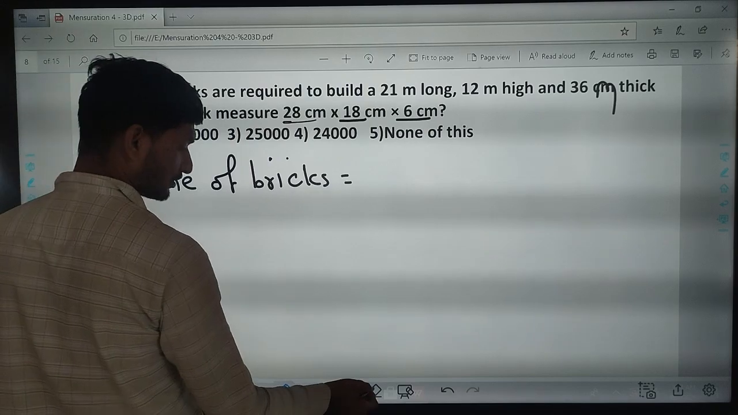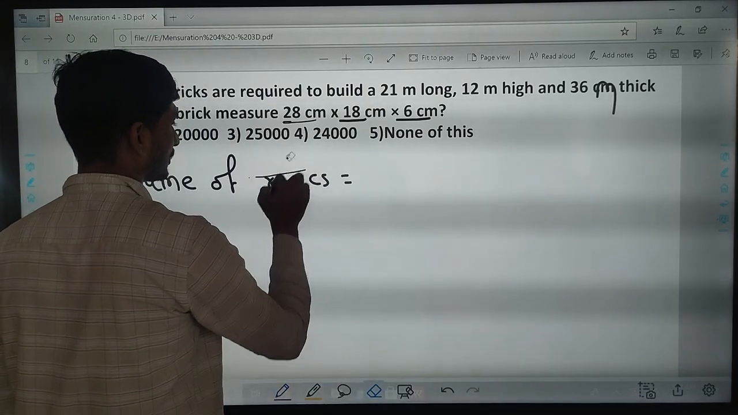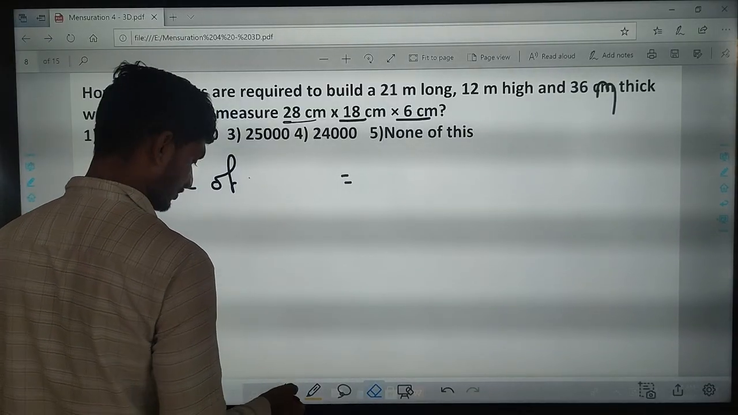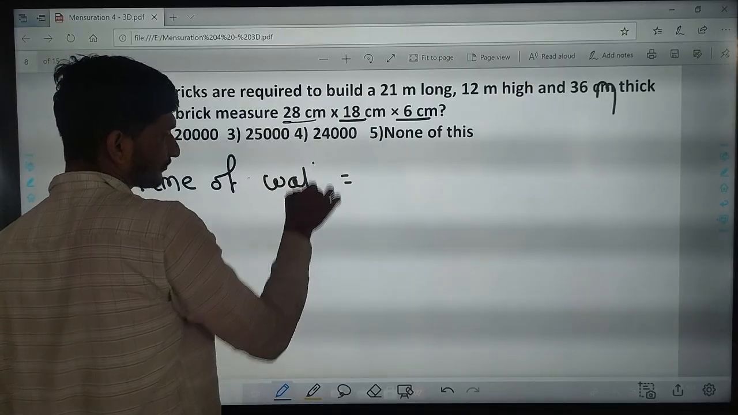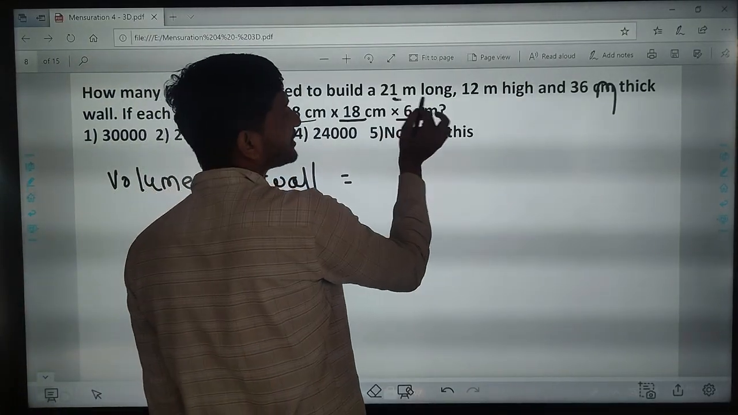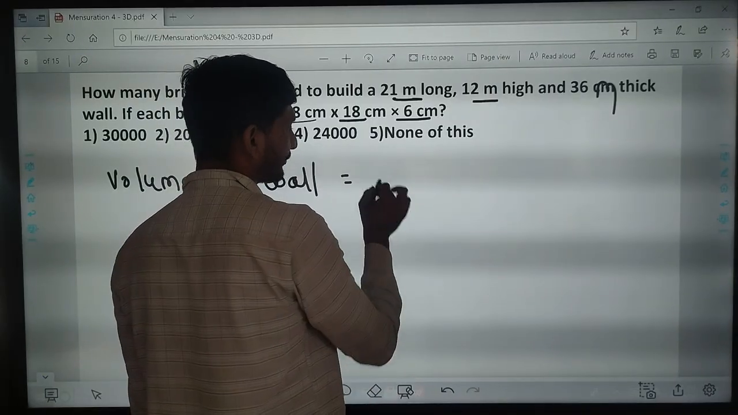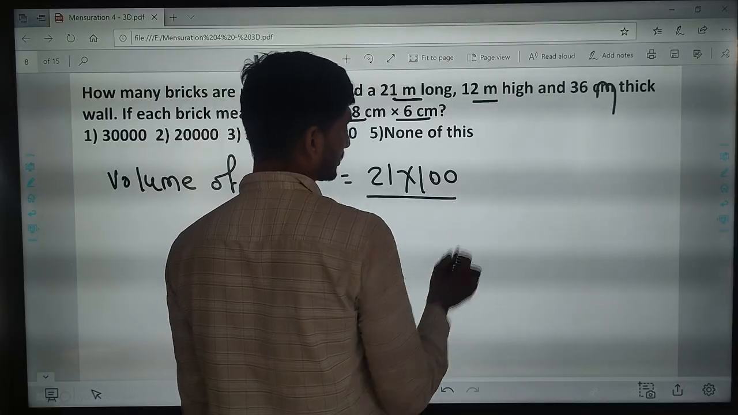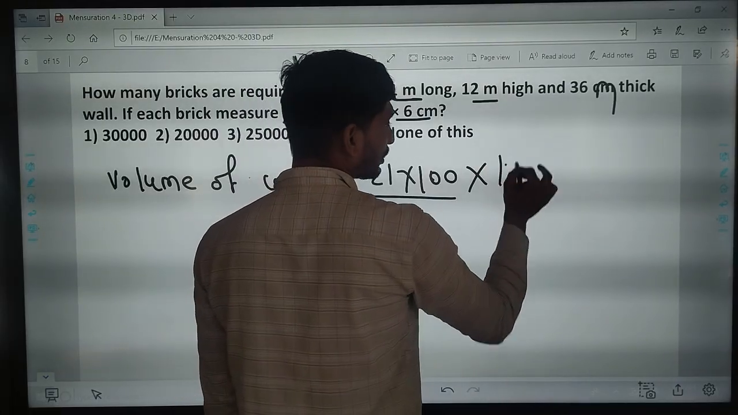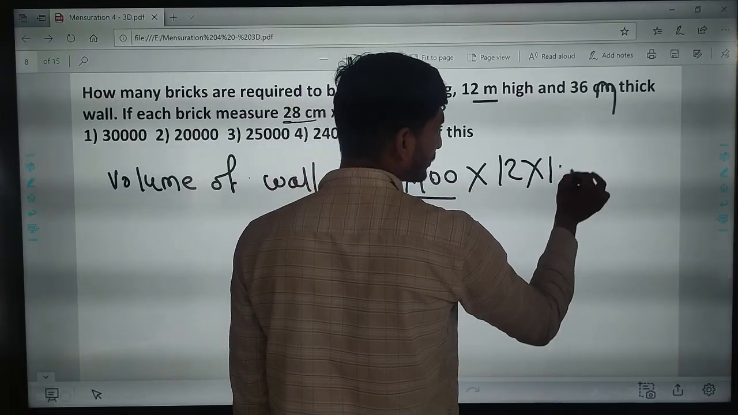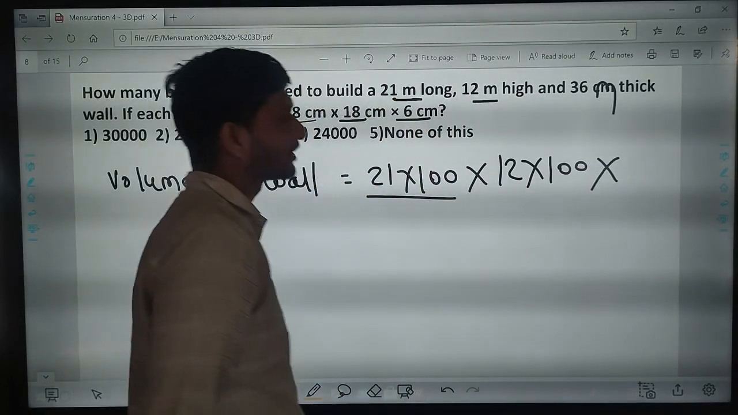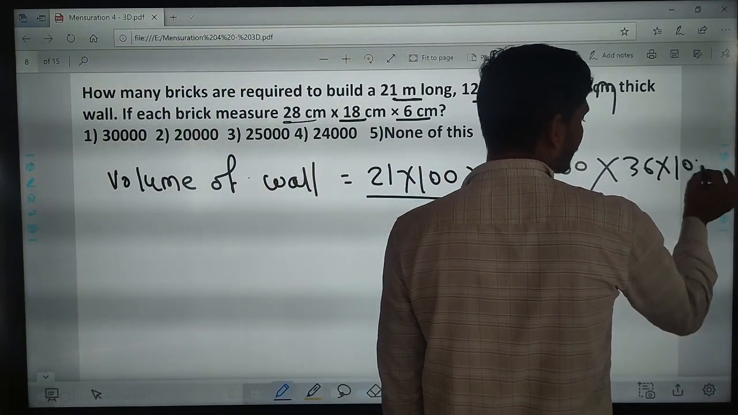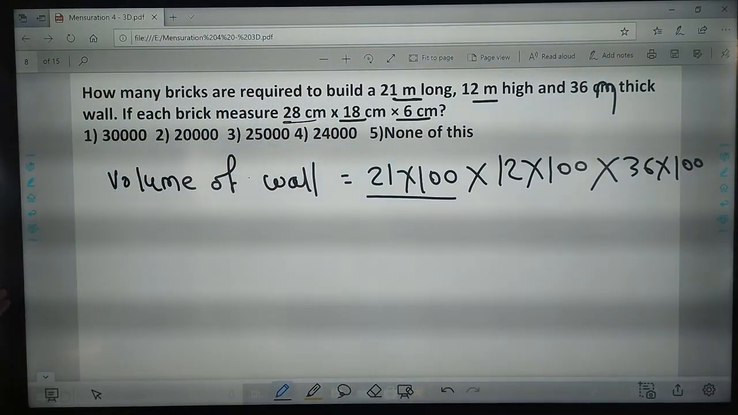Sorry, volume of wall. Here we build a wall. The dimensions are in meters, so we convert them into centimeters: 21 into 100 for the length, 12 meters high means 12 into 100, which in centimeters is 36 into 100. Now this is the volume of the wall.